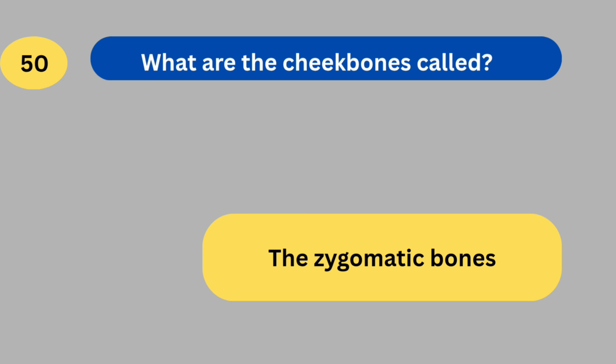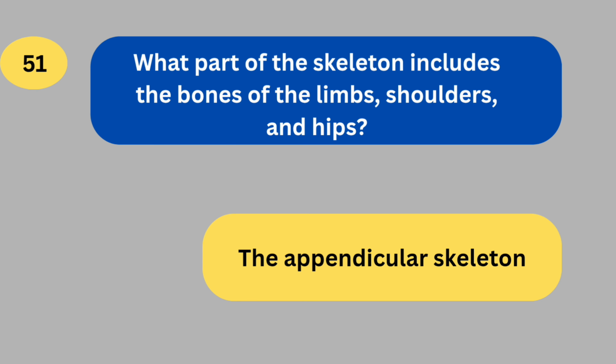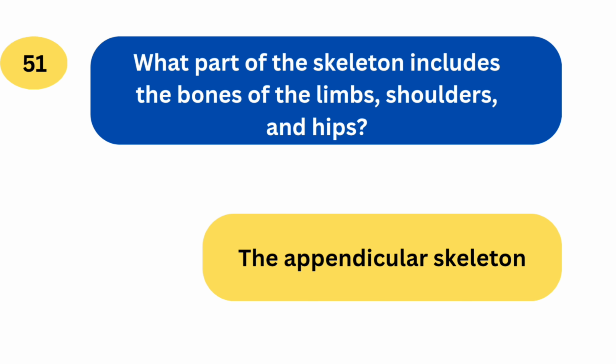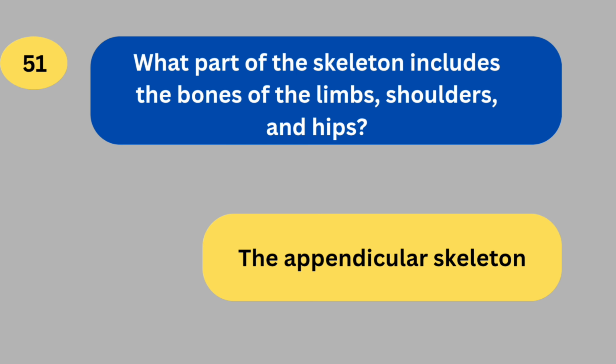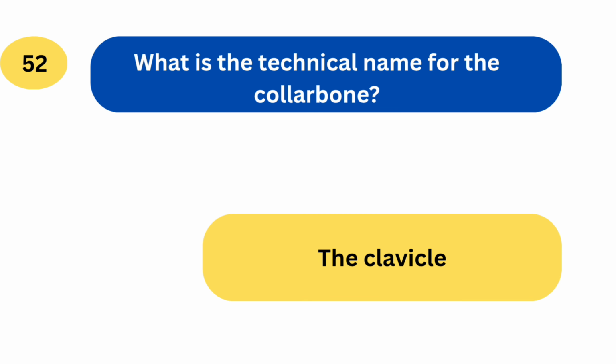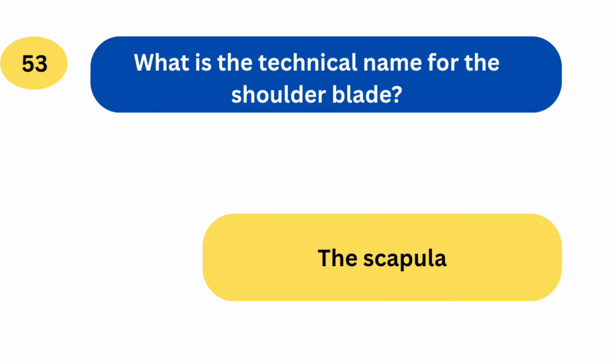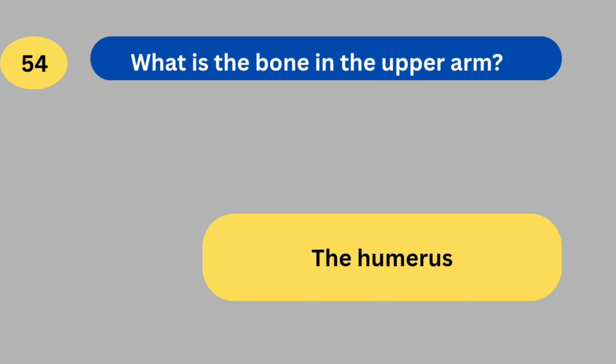Next question. What are the cheekbones called? Answer: the zygomatic bones. Next question. What part of the skeleton includes the bones of the limbs, shoulders, and hips? Answer: the appendicular skeleton. Next question. What is the technical name for the collarbone? Answer: the clavicle. Next question. What is the technical name for the shoulder blade? Answer: the scapula.